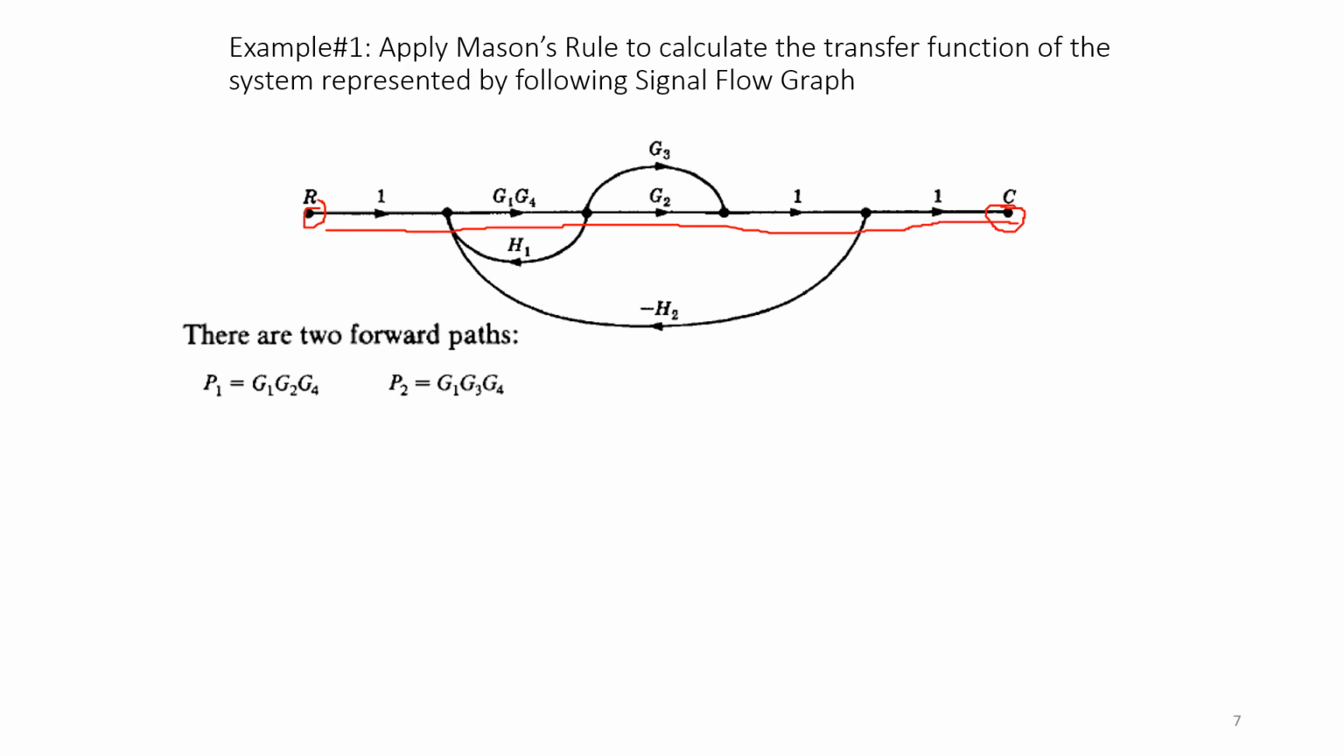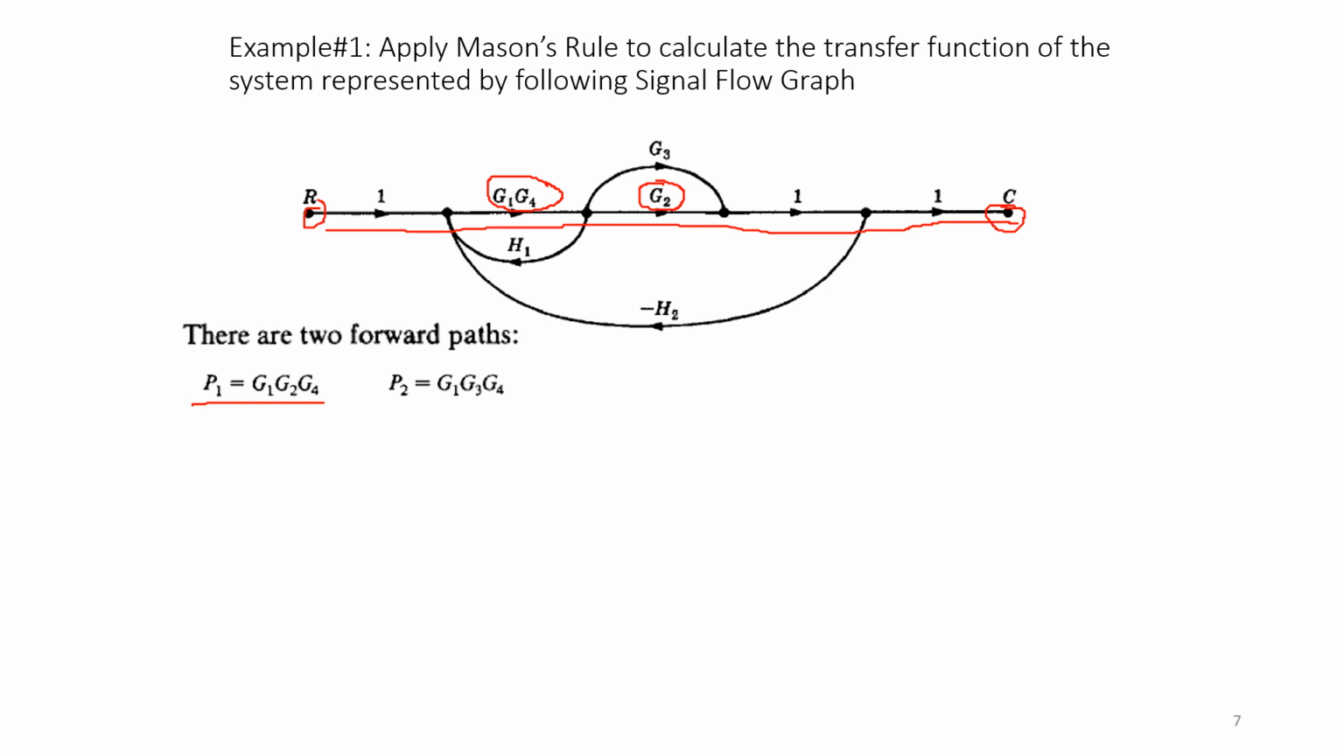We need to multiply the gains that come across this forward path. As you can see, we are moving directly from R to C. The gains in this particular path are G1, G4 and G2. So just multiply the gains which come in that forward path. I am representing the first forward path as P1, and the total gain in this path is the multiplication of the individual gains, so P1 is G1, G2 and G4. So this is one forward path.